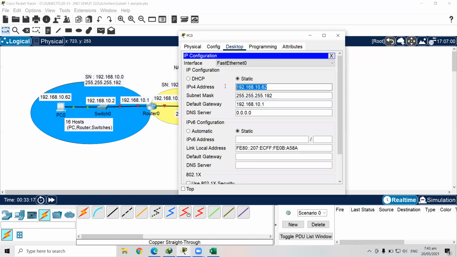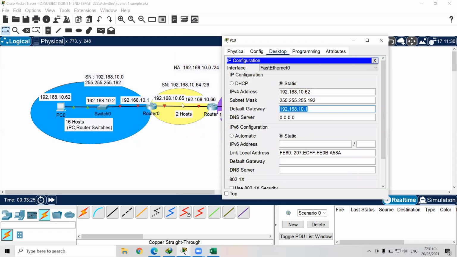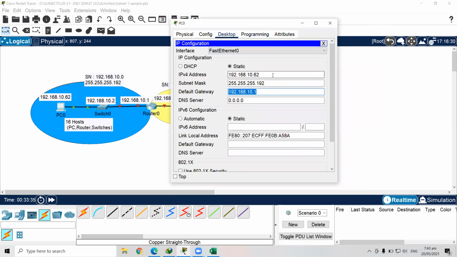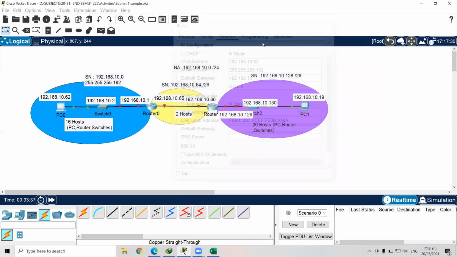The same talaga kayo ng network ng gateway at saka ng IP mo. Hindi pwedeng ibang network yung ilalagay mo dito, o ibang IP ng router. Hindi pwedeng ilagay mo dito si 10.65, kasi ibang network yan. So, dapat same network kayo, kasi yun yung magiging gateway mo or tulay mo papunta sa kabilang network. Okay, very good.